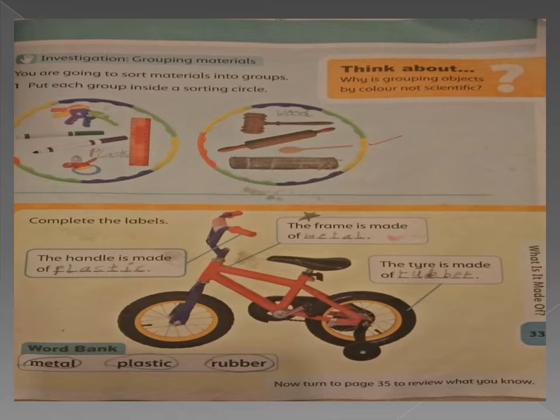Now they have pointed towards its frame. The frame is made of, yes, the red frame, you can see that it is made of metal. Yes, it is very strong. You can touch it, feel it, and you can tell that it is made up of metal. The frame is made up of metal.